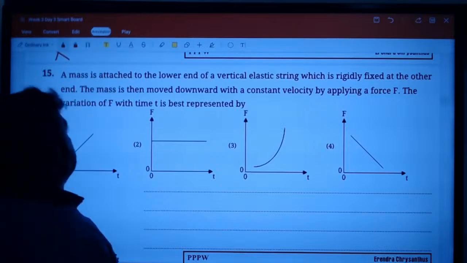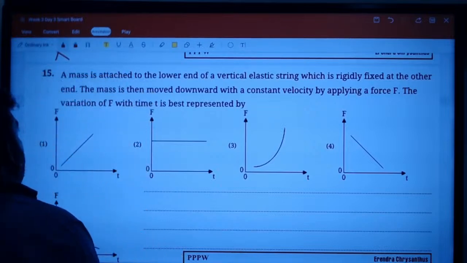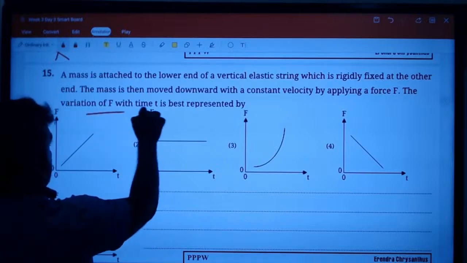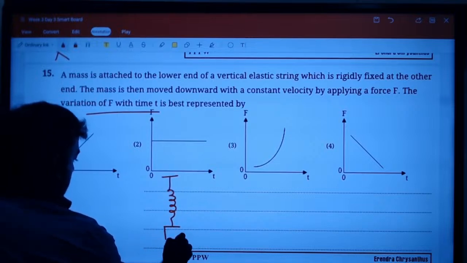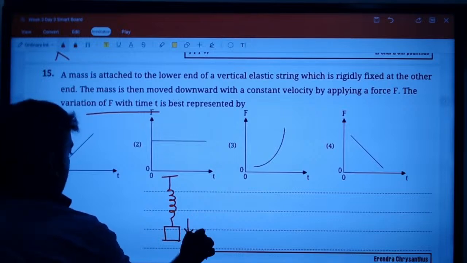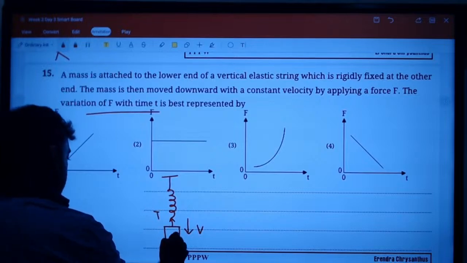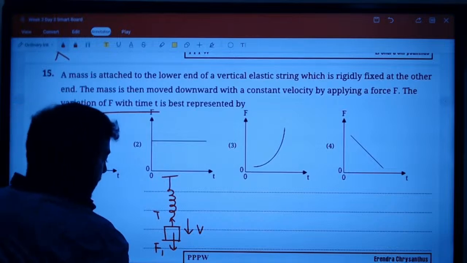A mass attached to the lower end of a vertical elastic string is rigidly fixed at the other end. The mass is moved down with constant velocity by applying a force F. The variation of force with time is best represented by. So here there is a mass. We are moving it down with constant speed. Don't forget there will be tension, and your applied force will guarantee change. Why is tension changing?